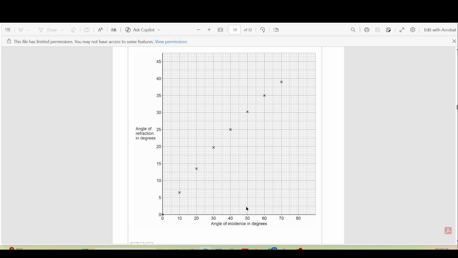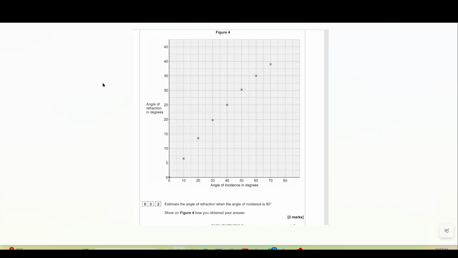So join all these points. The angle is at 42.5. Yeah, it's between 40 and 43. Okay, 42.5.